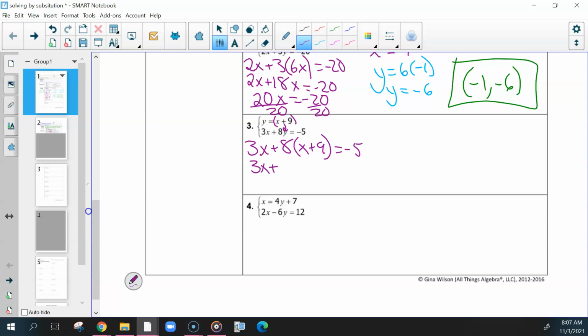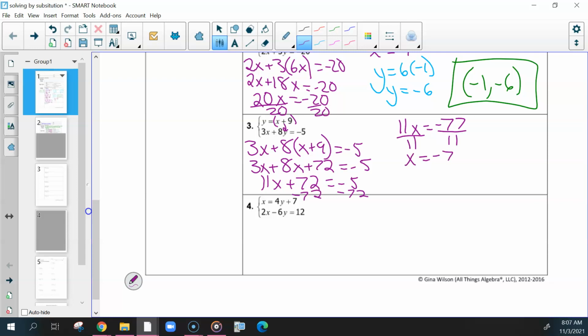So this would become 3x plus 8x plus 72. And then 11x plus 72 equals negative 5. You can solve for x at this point. Subtract 72 on both sides, and divide both sides by 11. So x equals negative 7.